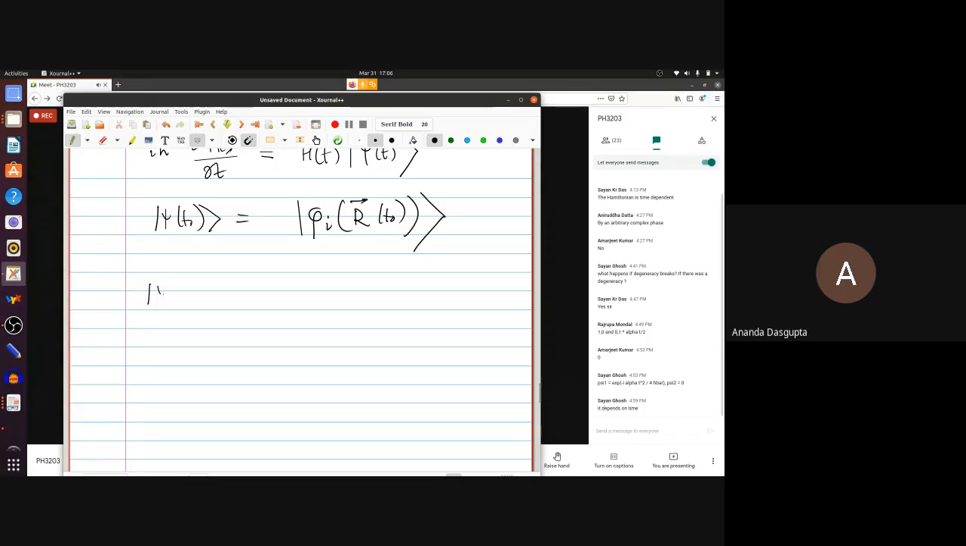Now, of course, the question that we have is, what is psi of t? But we can always do this, right? We can always write psi of t in this form. Claim: we can always write this.